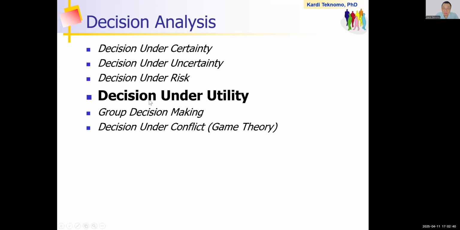We have discussed a few weeks ago decision under certainty and under uncertainty, and then last week we discussed decision under risk, right? So with decision tree and so on. You have the assignment of that, and today we discuss this topic, decision under utility. And today we will also discuss group decision making. After the holiday, we'll discuss game theory, with decision under conflict.